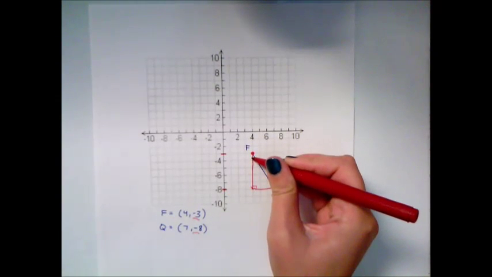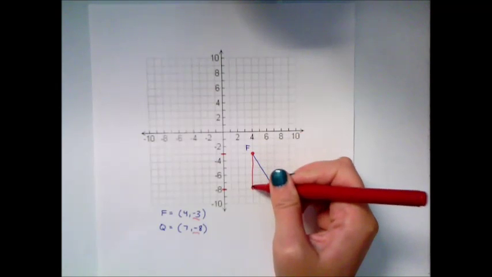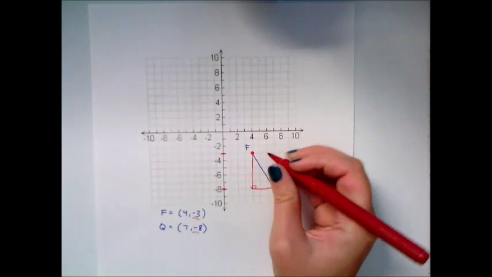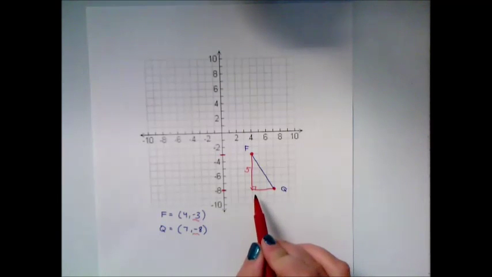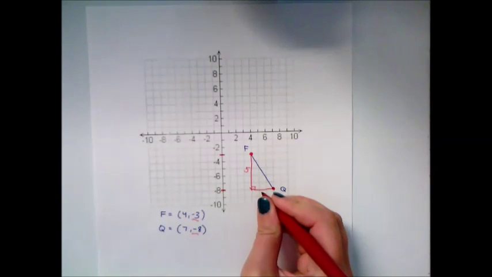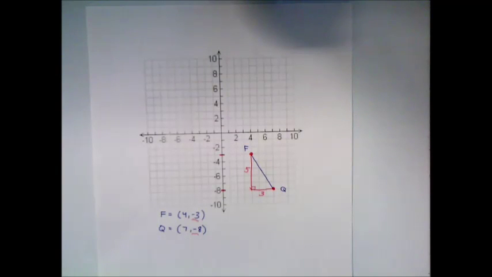And so you can just count them out, 1, 2, 3, 4, 5, or you could say from -3 to -8 is a distance of 5 units. Then over here on the x's, we're going from 4 to 7, so that looks like a distance of 3 units.